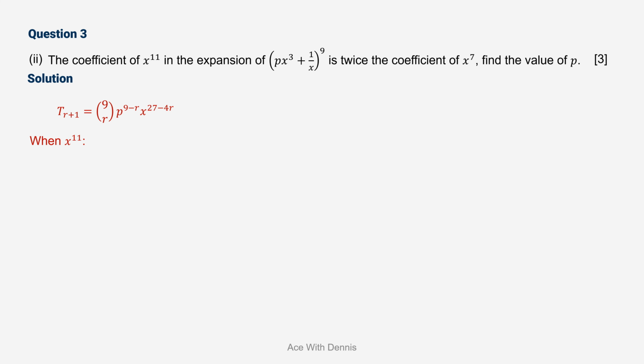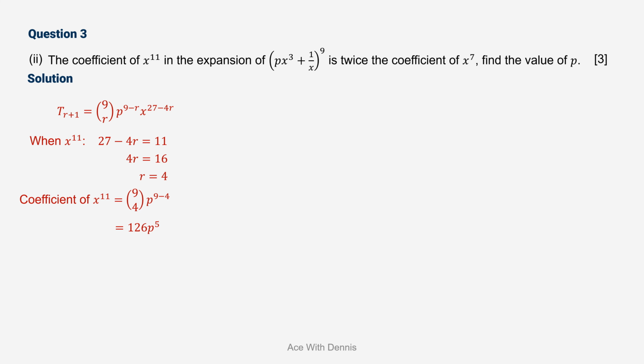So when x is to the power of 11, then the power 27 minus 4r will equal 11. If we solve this equation, 4r equals 16 and then r is 4. Hence, the coefficient of x to the power of 11 will be 9 choose 4 times p to the power of 9 minus 4, which is 126 p to the power of 5.